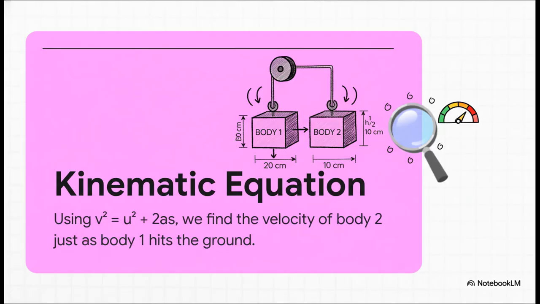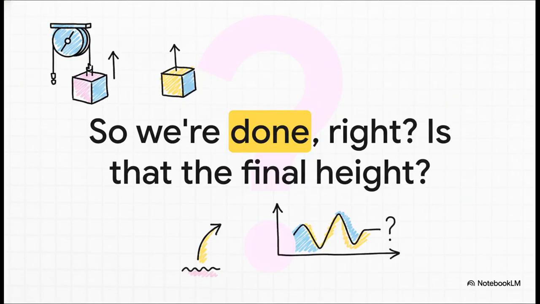So, why did we need that acceleration? Well, we need it to find out how fast body 2 is moving at one very specific moment, the exact instant that body 1 hits the floor. We know body 1 falls 20 centimeters, which means body 2 has only risen 10 centimeters. We've got the acceleration, we've got the distance, so we can use a standard kinematic equation to find its velocity at that point. Okay, so body 2 has gone up 10 centimeters.